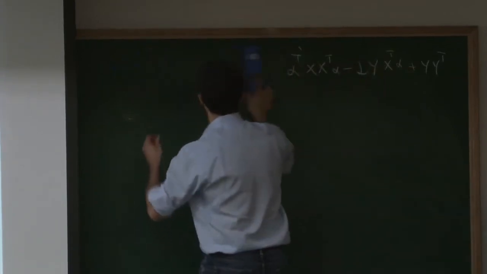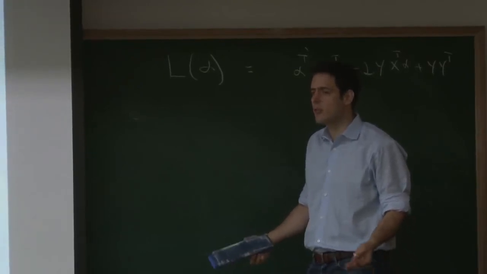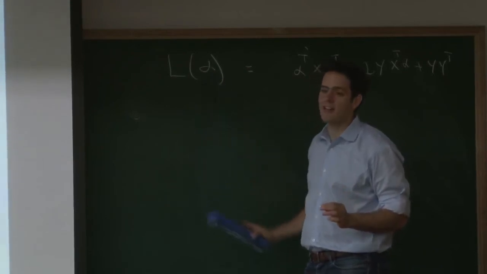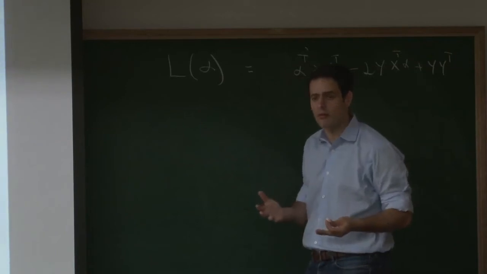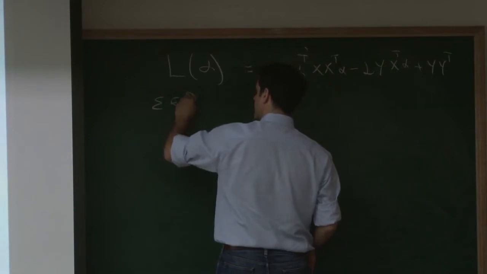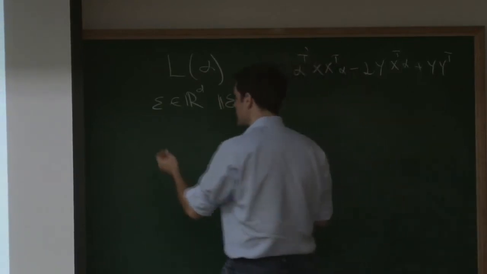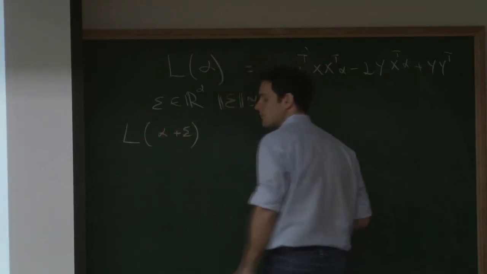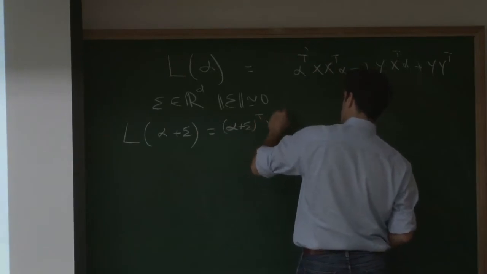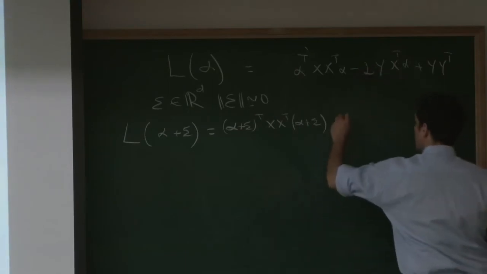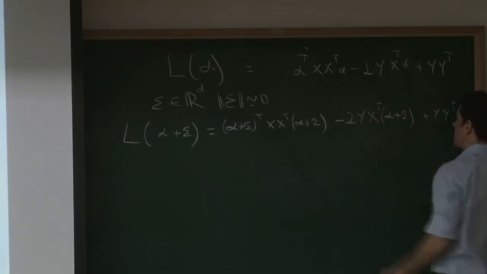So this is L of alpha. What is a gradient? Well, it's a linear operator which you will apply to a small perturbation of alpha. So you want to linearize L around alpha. What you should do if you don't remember what a gradient is, you should take a vector epsilon in R^d, and assume that epsilon's norm is very small. We will use that later. But what you will do is form L of alpha plus epsilon. So it's just alpha plus epsilon transpose x transpose alpha plus epsilon, minus 2y x transpose alpha plus epsilon, and then plus y transpose y. This part doesn't change.